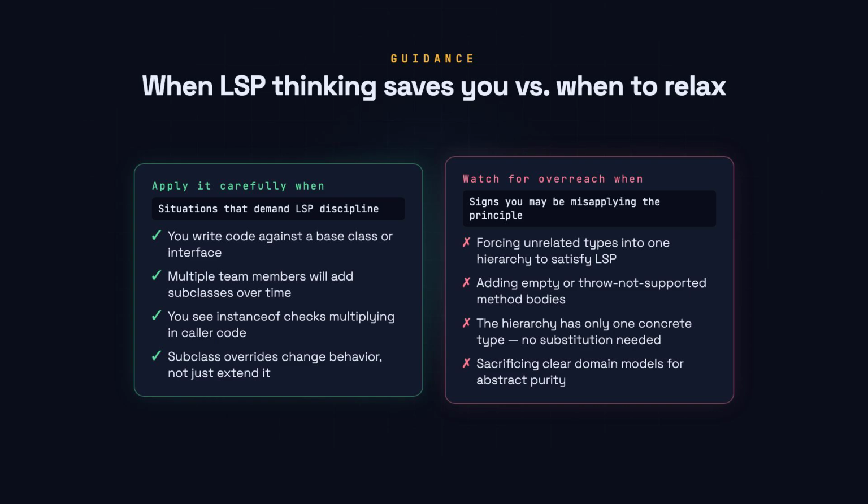On the flip side, do not contort your domain model to satisfy a hierarchy that should not exist in the first place. If you find yourself adding throw new Error, not supported, to a subclass method, that is LSP telling you the inheritance relationship is wrong, not that you need a cleverer override.